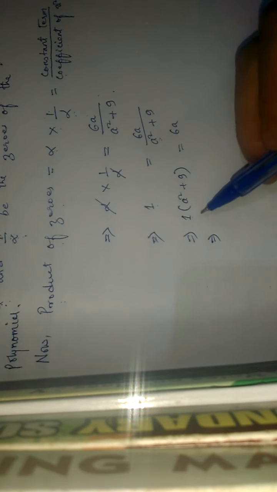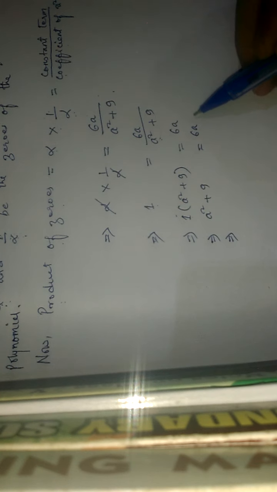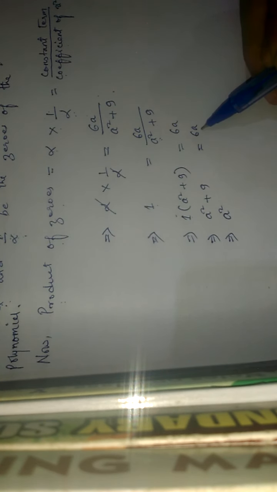Multiplicative identity, so here a square plus 9 equal to 6a. Then a square plus 9 equal to 6a. How? See here a square, this 6a on the right side it is positive here, so to shift this to the left side, this positive sign will change to negative 6a, then this plus 9 equal to 0.